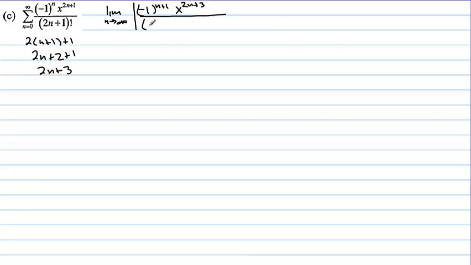In letter C, we are going to do the same thing. We have the limit as n approaches infinity of the absolute value of negative 1 to the n plus 1, x to the, now remember we're plugging in the next n, so we have 2 times n plus 1 plus 1. So this is going to be 2n plus 2 plus 1. This is going to be 2n plus 3. So x to the 2n plus 3 all over 2n plus 3 factorial.